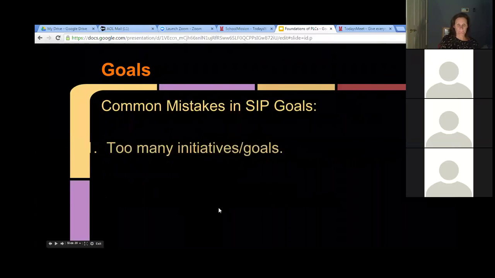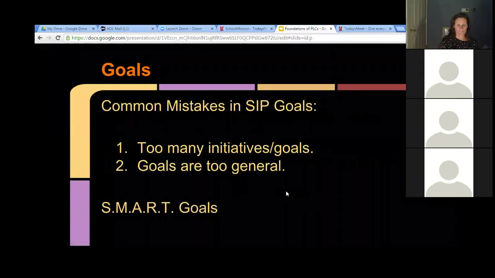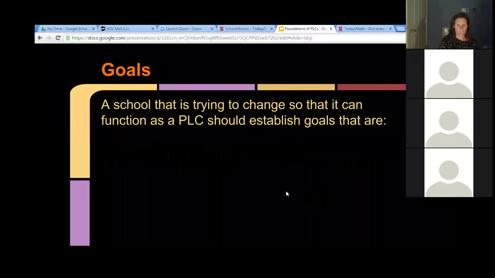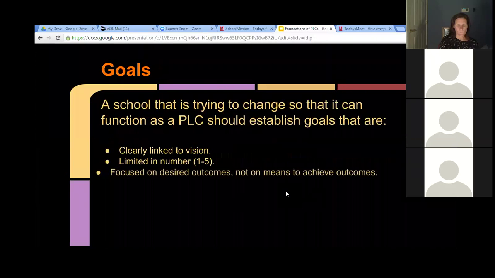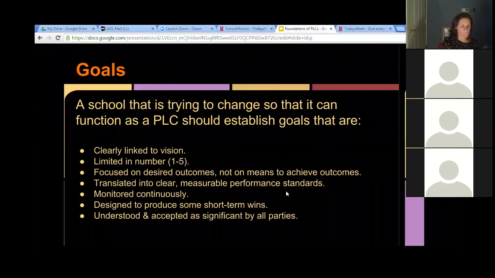We know the common mistakes we make in school improvement goals. Too many of them, or too general, they're not measurable. We've talked about the importance of SMART goals, and we've talked about how goals can really propel a school forward again. And the last, let's see if I can get there, goodness.